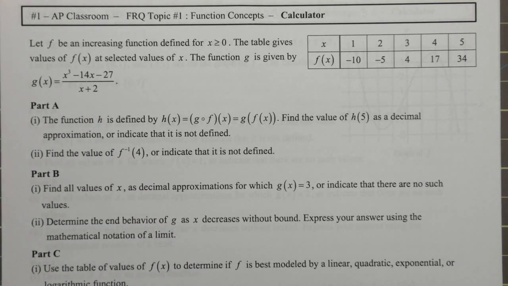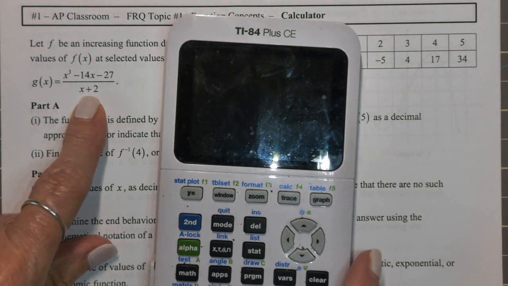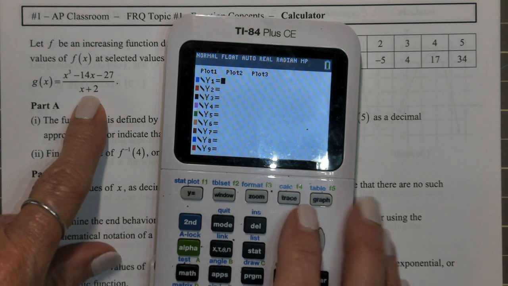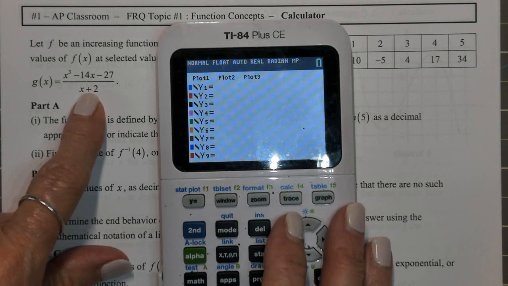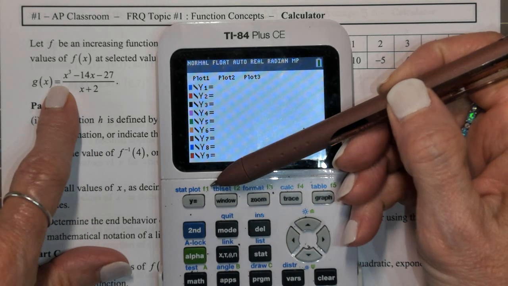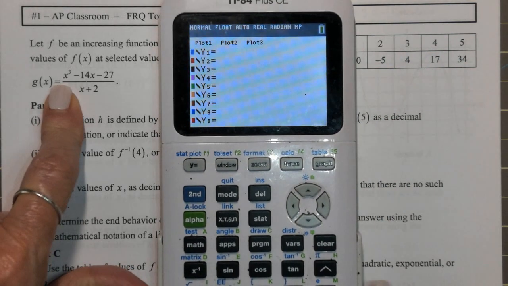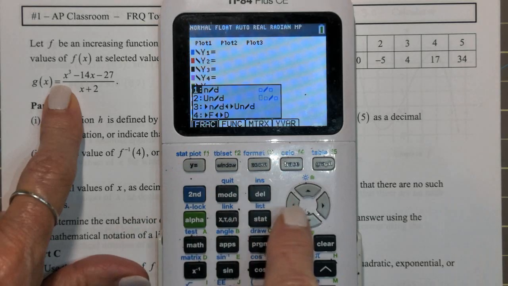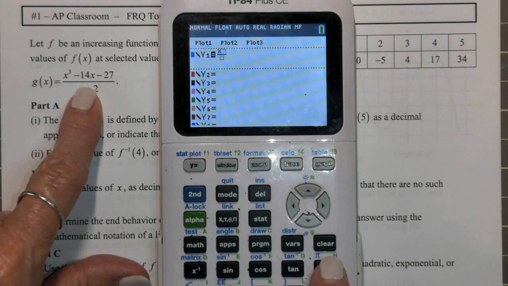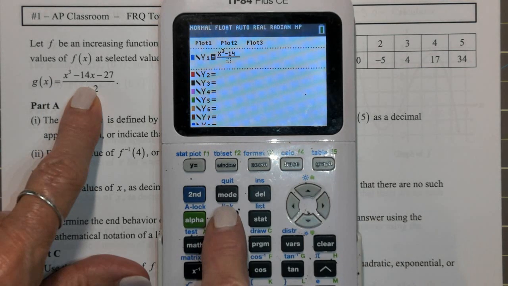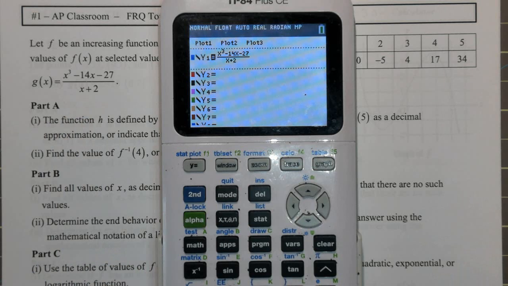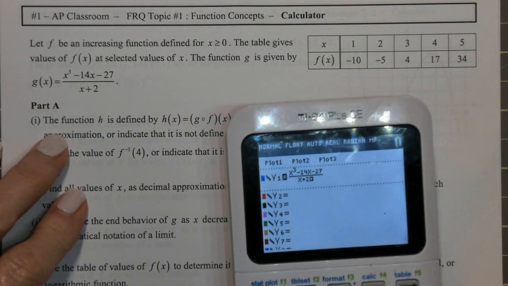So this is with a calculator. What do you think I'm going to be doing with this? I'm going to immediately get rid of what's here and put that in for y1. So I'm going to pull up my fraction template. The fraction template is under alpha F1. That very first one will give you the fraction template. So x to the third minus 14x minus 27 is the numerator, and the denominator is x plus 2. Okay? So that's stored in for y1.